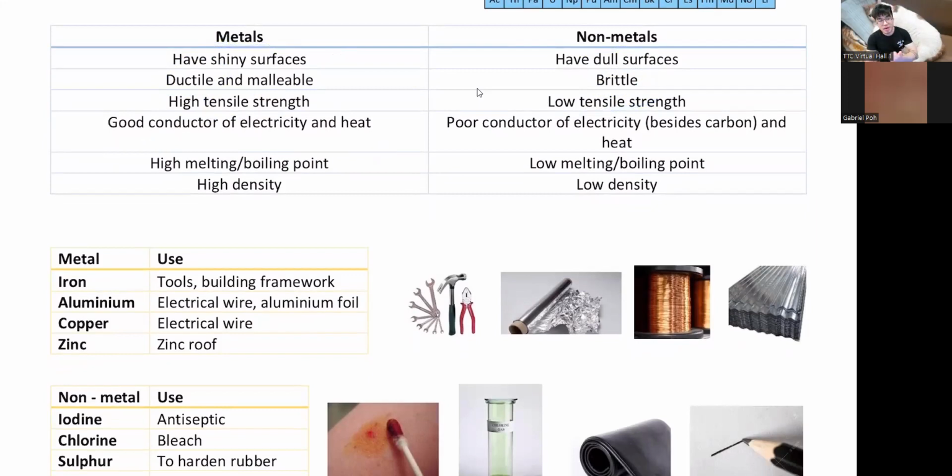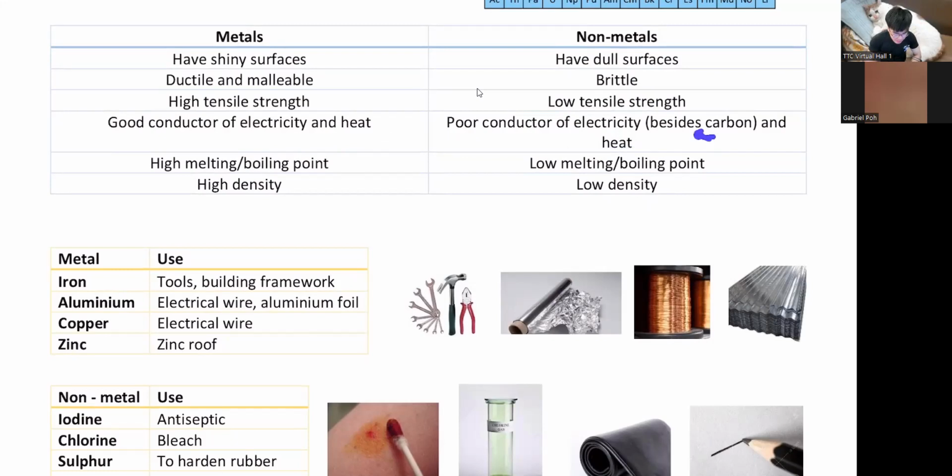Metals are good conductors of electricity and heat. This is why we use metal for wire and for cooking pots, because for wire we need a good conductor of electricity, and for pots we need a good conductor of heat. Whereas non-metals are poor conductors of both. Non-metals are mostly insulators. They cannot conduct electricity. They cannot conduct heat.